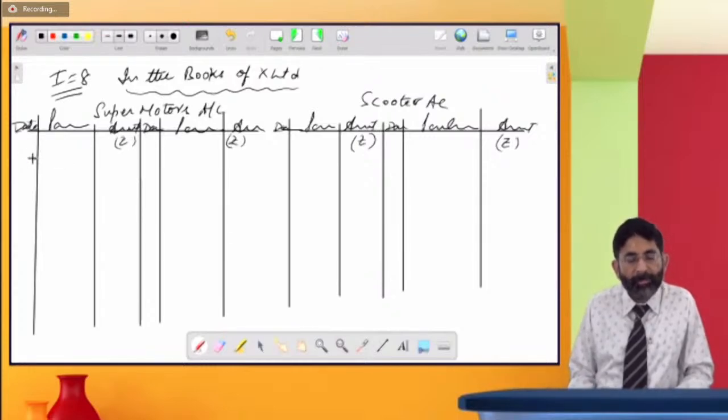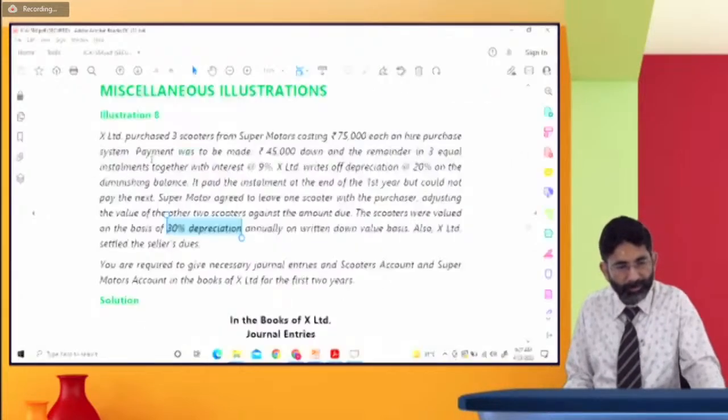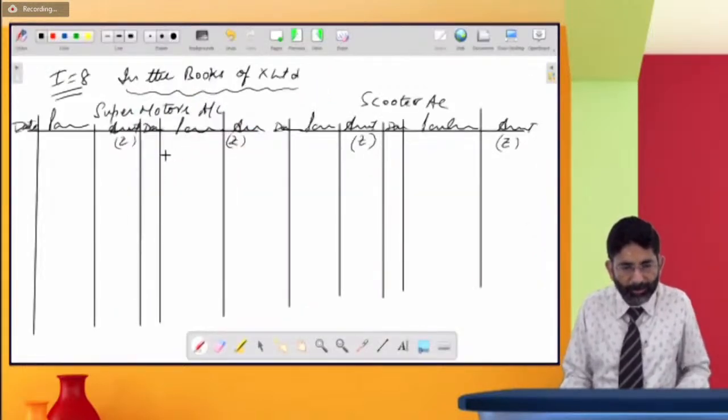After that, the first entry will be regarding purchase of an asset from Super Motors. So it will be on which date? Dates are mentioned in the question? No, dates are not mentioned. So, to Super Motors, buy a scooter, it will be 2,25,000. First entry is very simple.